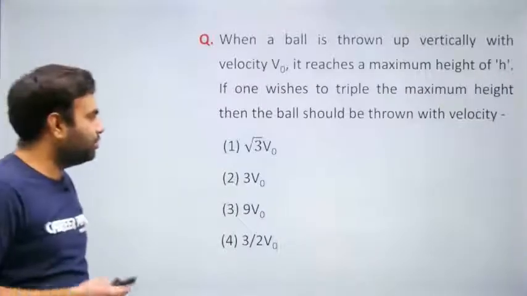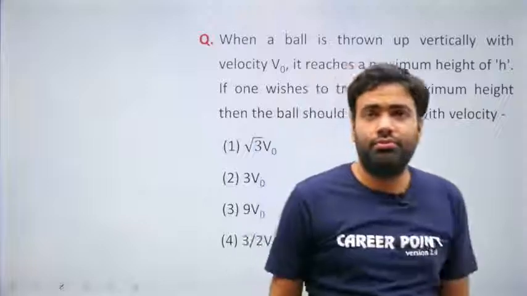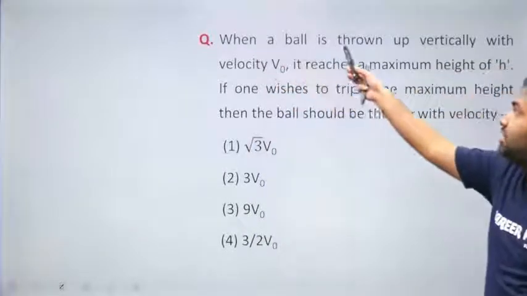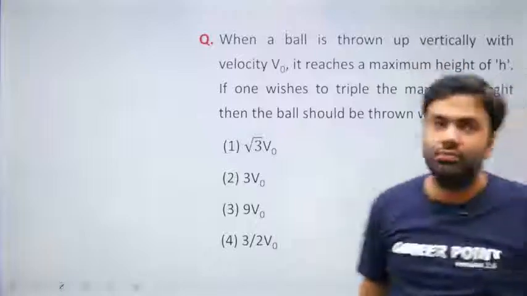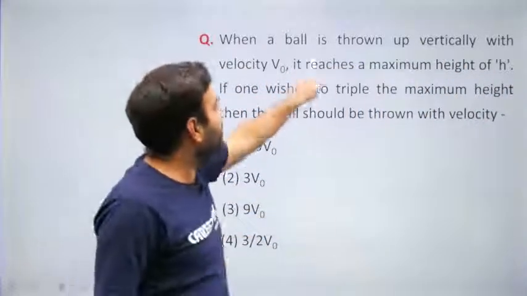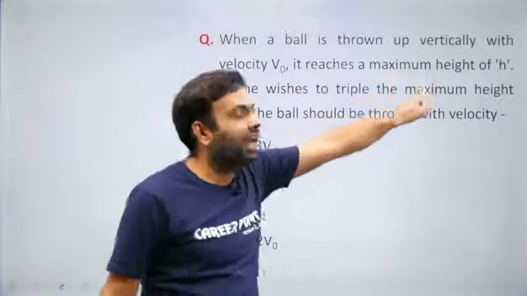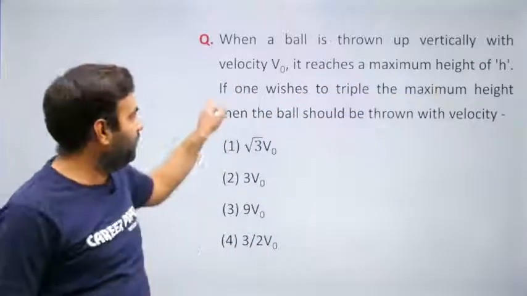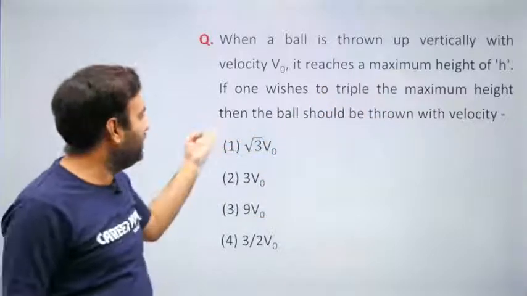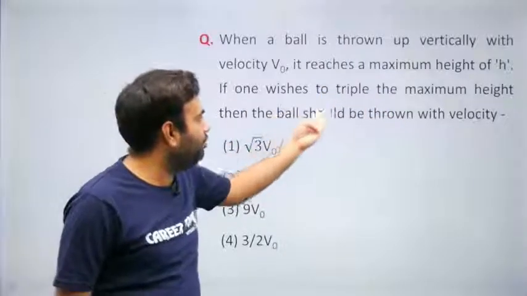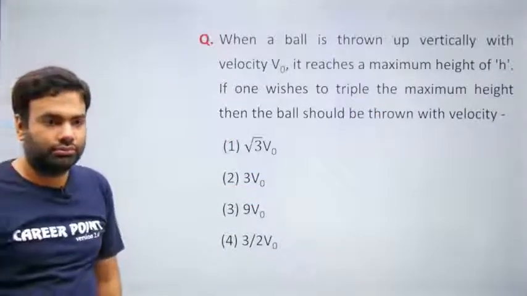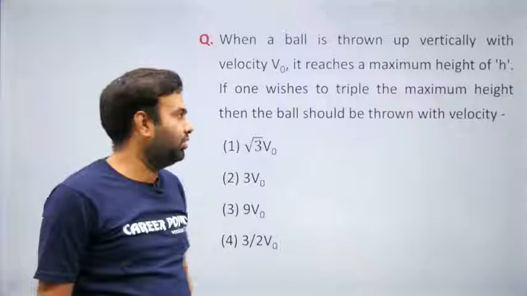Now next question for you. When a ball is thrown up vertically with a velocity v0, it reaches a maximum height of h. If one wishes to triple the maximum height, then the velocity with which the ball should be thrown is which of the following? Did you get the question?